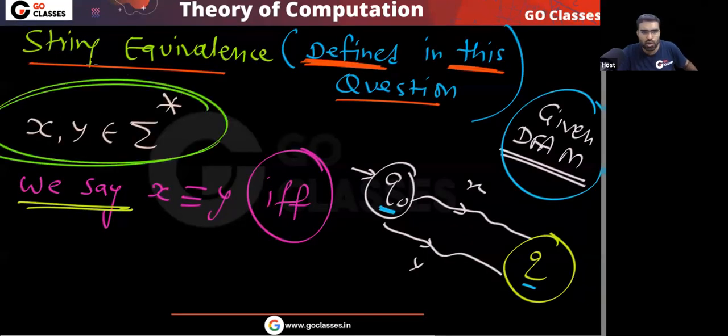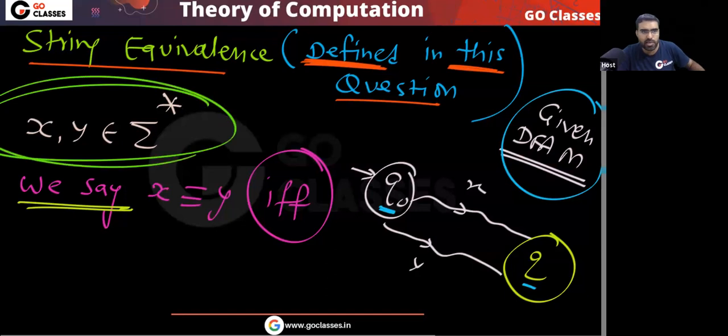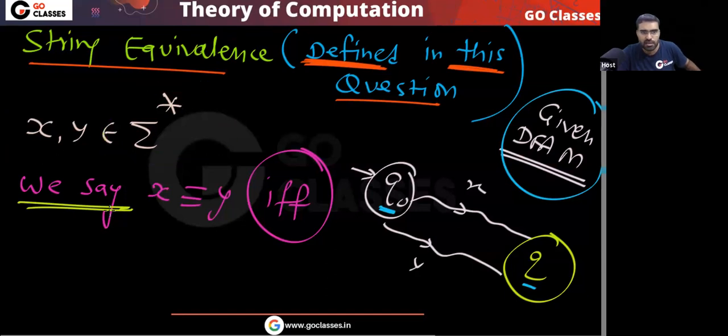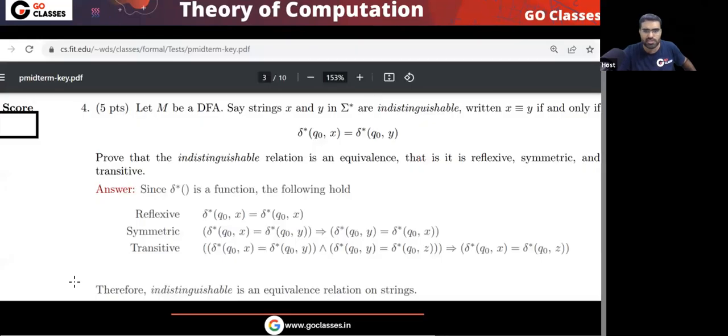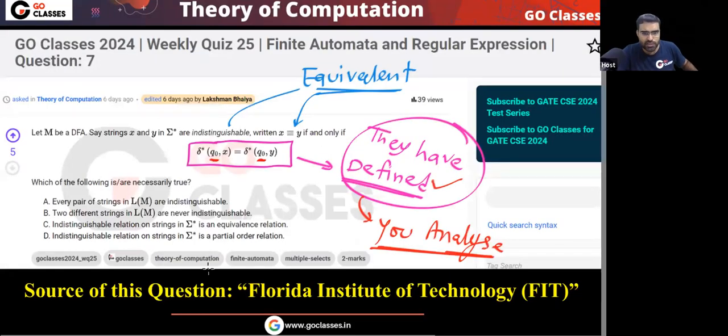The question is saying that you have two strings X, Y. They can be any string from sigma star. Now we will say they are equivalent if and only if, from the initial state of the given DFA, the DFA goes to the same state on these two strings. Then we will say that these two strings are equivalent. Okay, you understood the question. Now let's check the options. So check the first option.